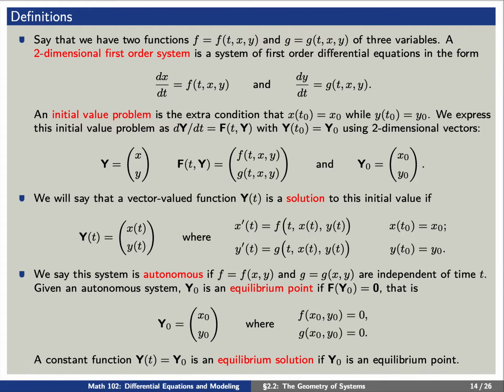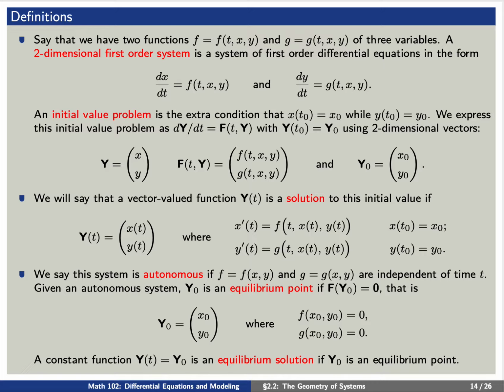We'll say that our system of differential equations is autonomous if lowercase f and lowercase g are independent of the time t. Given an autonomous system, we'll say that capital Y sub 0 as a vector is an equilibrium point if capital F evaluated at capital Y sub 0 equals the 0 vector.